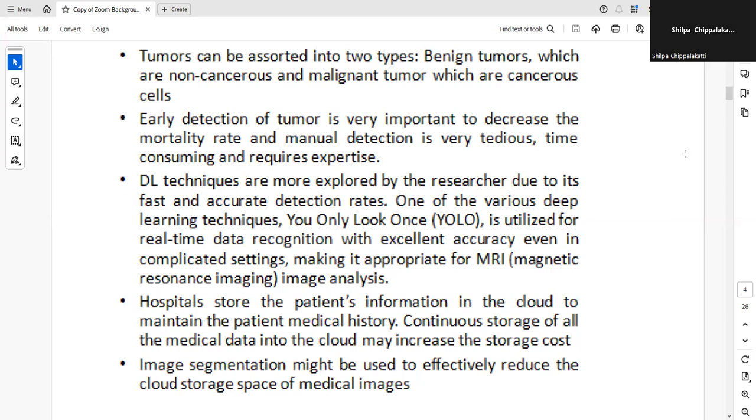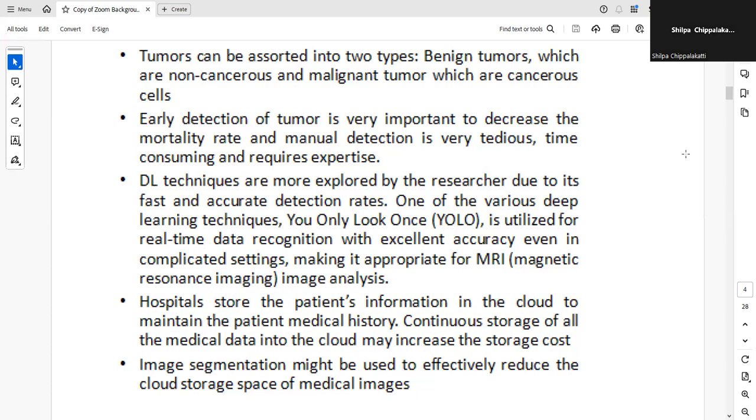Early detection of the tumor is very important to decrease the mortality rate, and manual detection is very tedious, time-consuming, and requires expertise. So, automated methods are utilized for detection of a tumor. DL techniques are more explored by researchers due to their fast and accurate detection rate. You Only Look Once, the YOLO algorithm, is one of the DL techniques used for brain tumor detection.